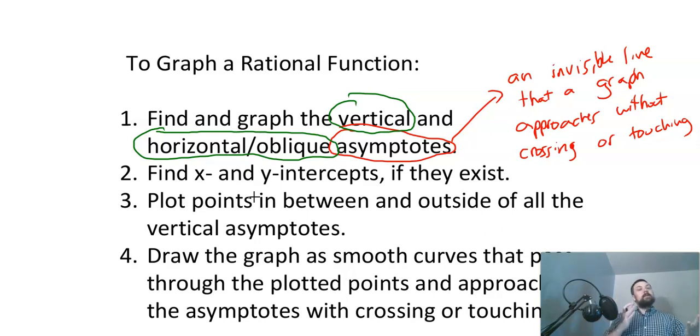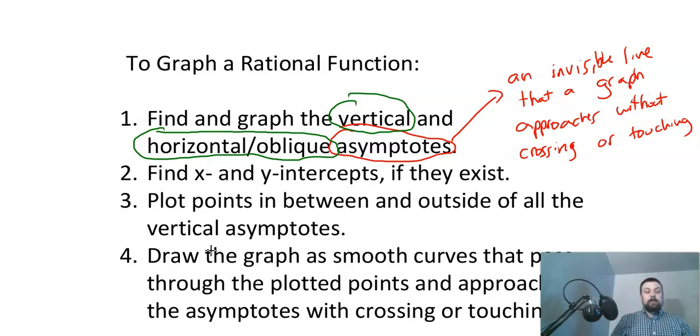And really, most of the time, unless there's one of those exceptions where it's crossing the asymptote, 1 point usually is enough. You find 1 point, and then you know from there the graph will approach the asymptotes without crossing or touching. All right, so it doesn't take much. With the asymptotes, you don't really need to find a whole lot of points to have an idea of what the graph looks like.